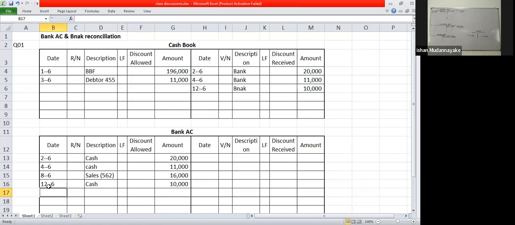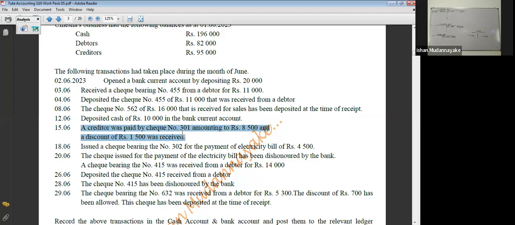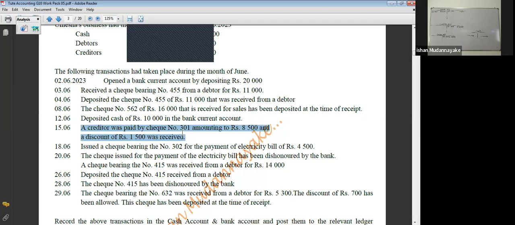Look at the next transaction. 15 June. What's the next 15 June transaction? A creditor was paid by check number 301 amounting to 8,500, and a discount of 1,500 was received. They issued an 8,500 check to a supplier after getting a discount of 1,500.